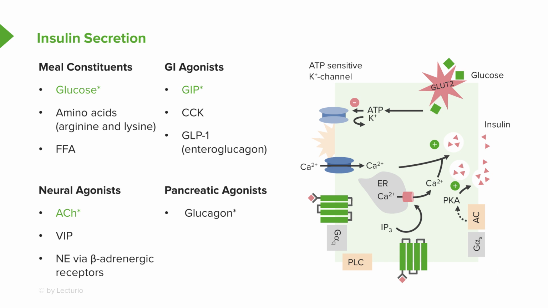This just shows all of our agonists here together with meal constituents, our neural agonists, GI agonists, and pancreatic agonists. Hopefully you can appreciate from looking at all these that there are a lot of things that regulate insulin. That must mean it's really important. You don't get this many regulatory factors if you're not important.